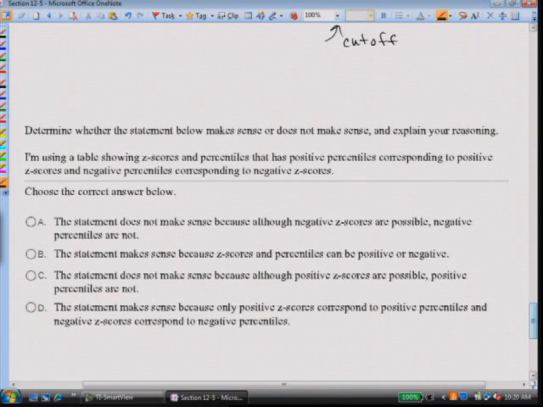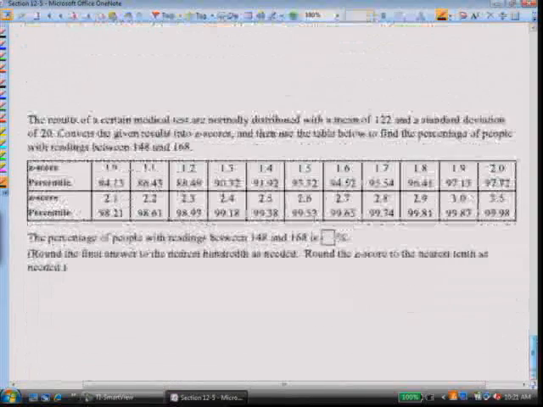Percentiles can't be negative. A negative z-score just means you're to the left of the mean, but there's still going to be area, right? The percentile is kind of the area. So that doesn't make sense, to have negative percentiles. So we get to pick from either A or C, because it can't be make sense. And it looks like it's going to be A. The statement does not make sense because although negative z-scores are possible, negative percentiles are not. So that's just a little question there.